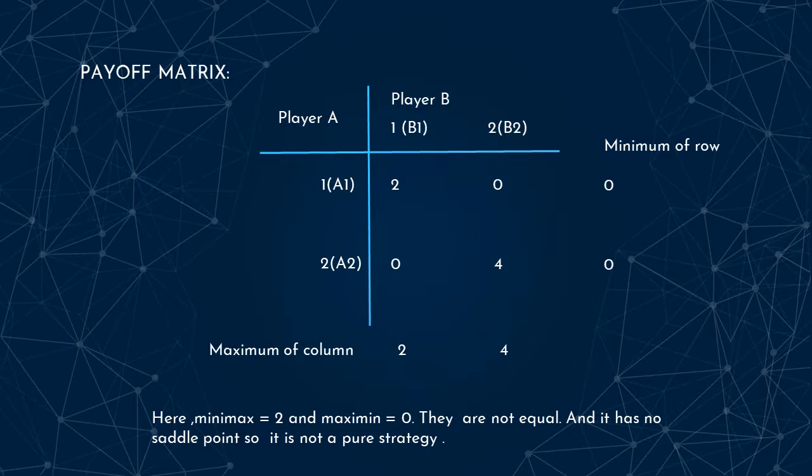First of all, we want to write the payoff matrix for the corresponding problem, and we write the payoff matrix according to the value of player A. After writing the payoff matrix, we find the minimum of rows and maximum of columns. Then we check whether the minimax and maximin values are equal or not. If they are equal, then we can say that the payoff matrix has a saddle point and it is a pure strategy. But in this case, the values of minimax and maximin are not equal, so it has no saddle point and this is not a pure strategy.